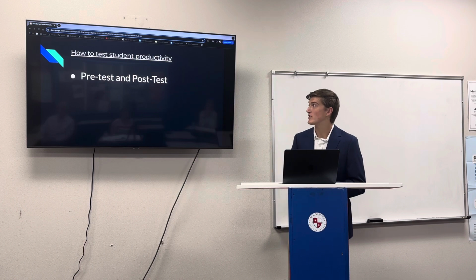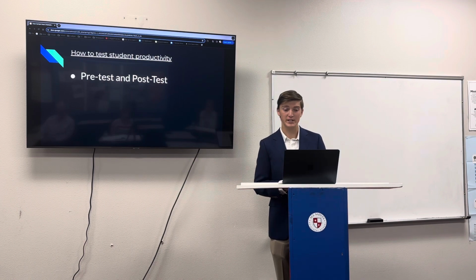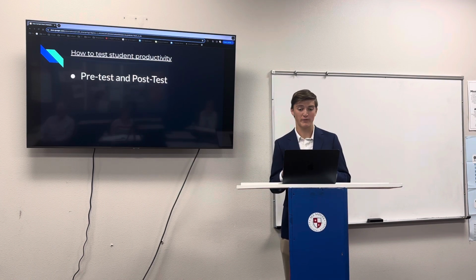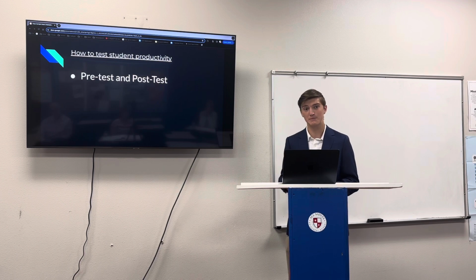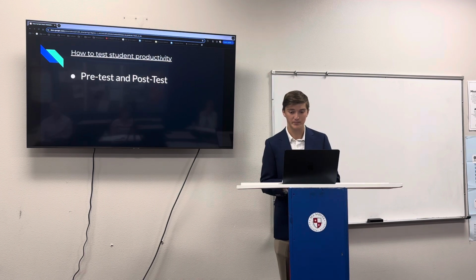So how will I test student productivity? I plan on using a pre-test, post-test design where I will first test the students in a controlled desk orientation. Then I will change the desk orientation, and after a week in this new desk orientation, I will test them again with a variation of the first test. I will repeat this process for each desk orientation.